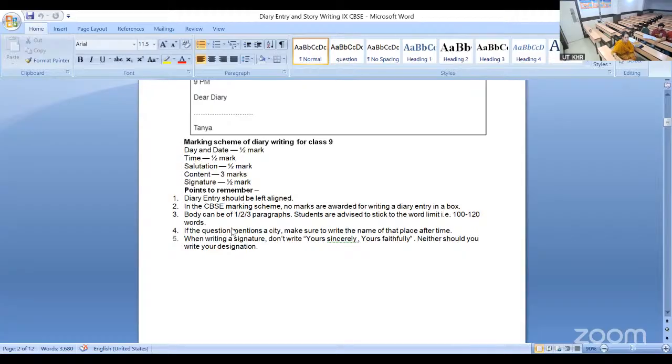इसमें points to remember: the identity should be left aligned, left side में. If the question mentions a city, make sure to write the name of that place after time. अगर आपको एक theme दिया जाएगा, उसके ऊपर base करके आप write करोगे. It will not be like what happened last year. A theme will be given, so you have to write based on the theme. If it's about a place, or you visited a fair, a mela, you have to write where you visited. That's very important.